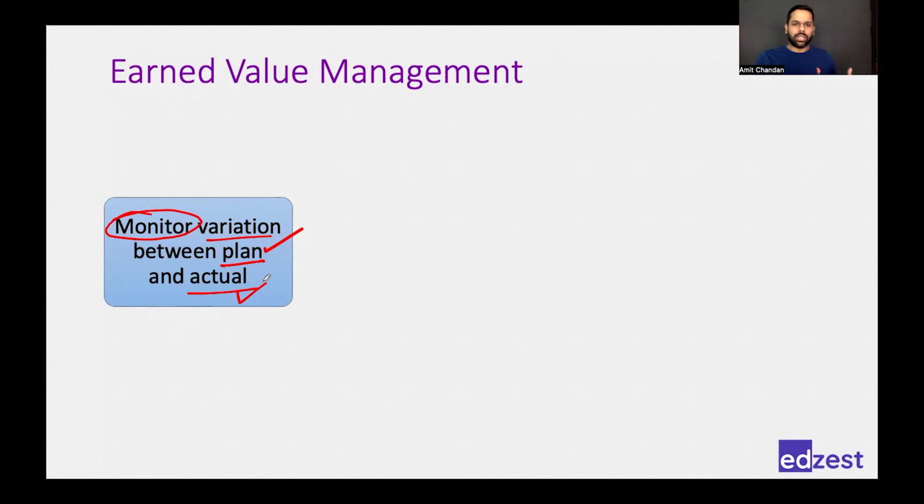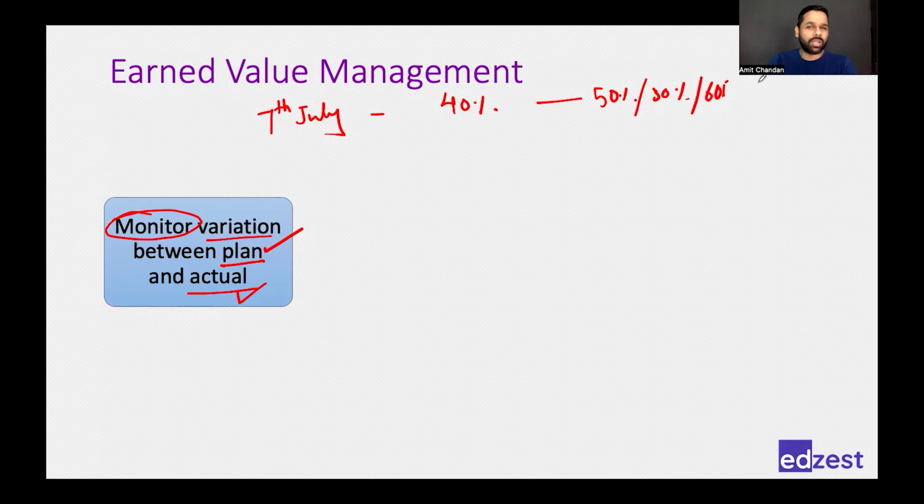Okay, so till today, let's say, for example, 7th July, if my plan was to complete 40% of the work, that becomes my plan. Then I will check it with my actual. What have I done? Have I done 50%? Have I done 30%? Have I done 60%? Have I done exactly 40%? What is it that I have done actually? So I will look at the work that is already completed and compare it with my plan.